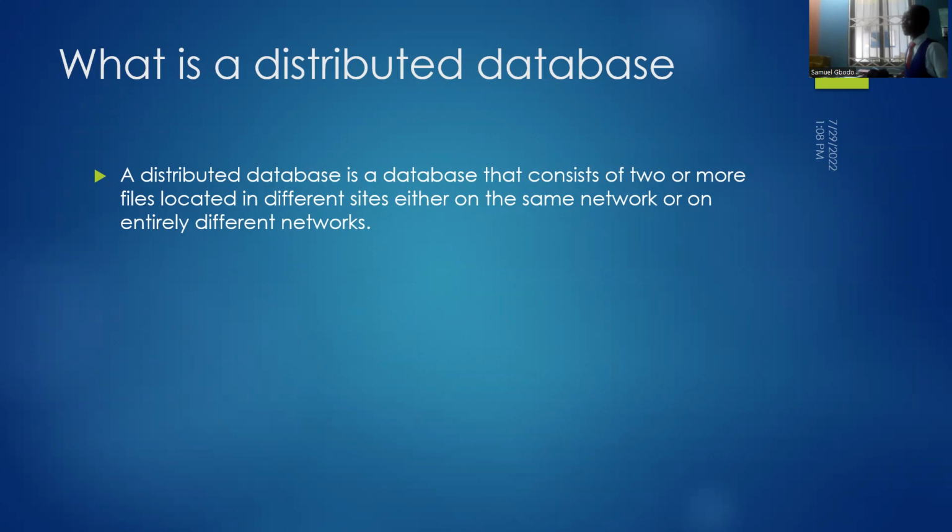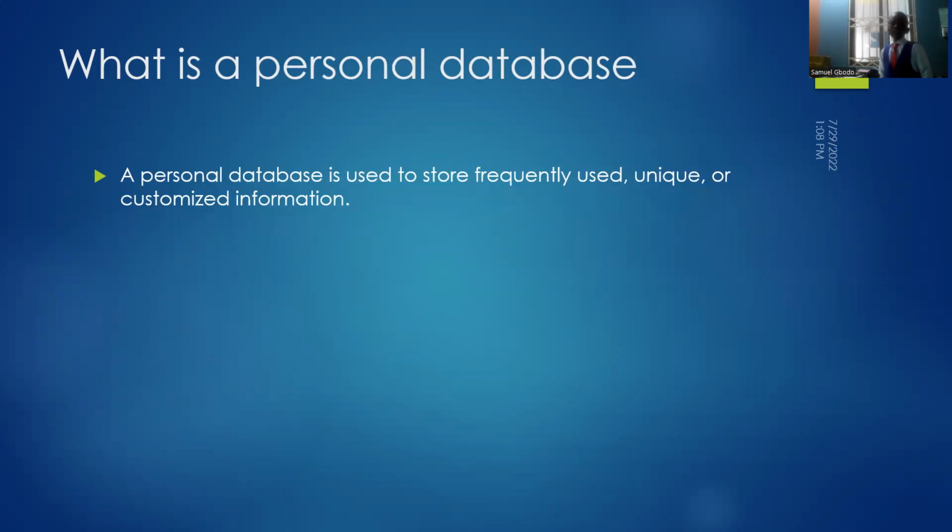A distributed database is a database that consists of two or more files located in different sites, either on the same or on entirely different networks. What is a personal database? A personal database is a database that has frequently used, unique or customized information.